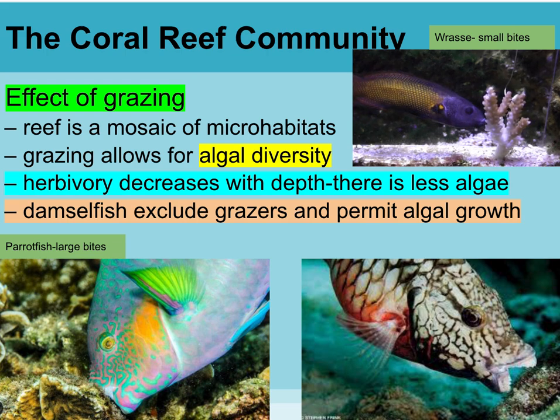So here's a wrasse that will come up and take small bites off of the coral. Some of these organisms are actually going after the algae and not the coral polyps. But then here, it's a parrotfish that has these strong teeth, and you actually can see their bite marks on the coral, where there's this big white bite mark off of the coral, and parrotfish swimming around.